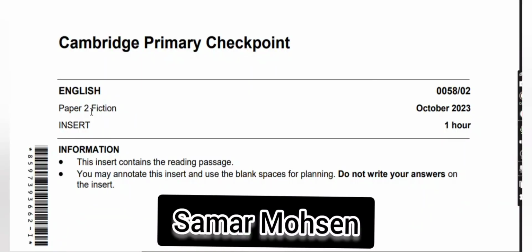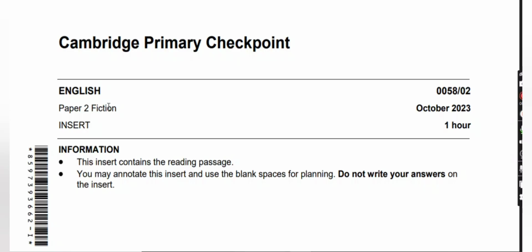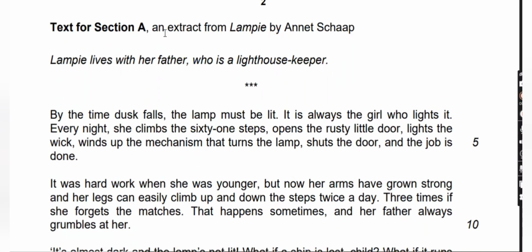Hello everyone, paper 2 fiction. And fiction means something not real, which means it's gonna be a story. October 2023, 1 hour. The text is extracted from Lemby by Annette Sharp.